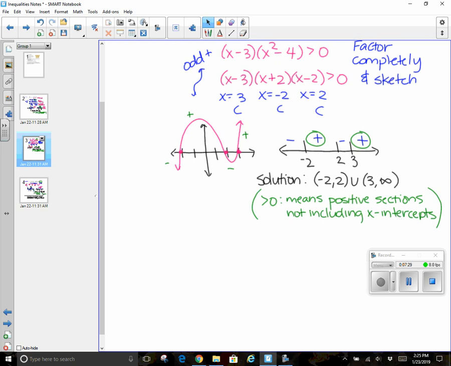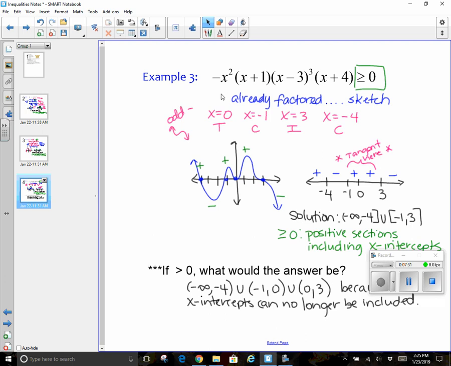All right, I have one more example. All right, this has already been factored. It's already set to 0. It's already been factored, so you should be ready to sketch. It's a way more complicated one with all the x-intercepts, so that's why it's already factored for you.